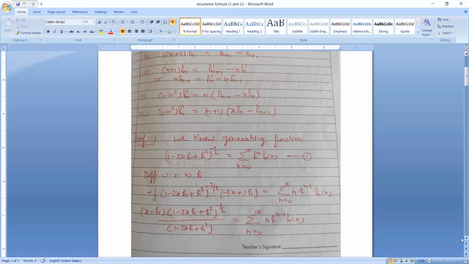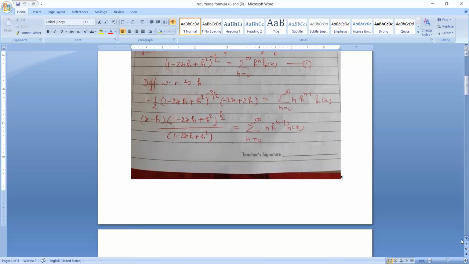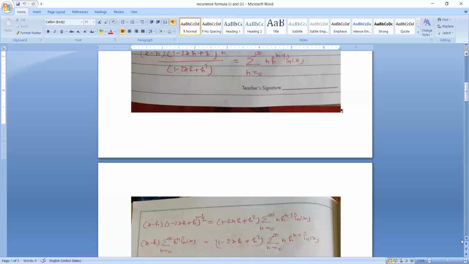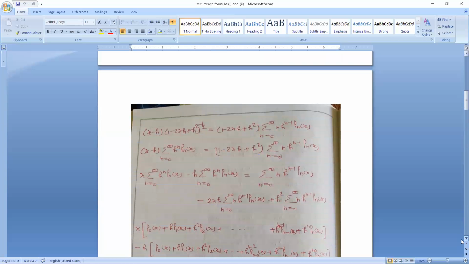Again, this can be written as (x minus h) (1 minus 2xh plus h squared) to the power minus 1 by 2 upon (1 minus 2xh plus h square) is equal to summation n is equal to 0 to infinity n h to the power n minus 1 Pn(x). Again, this can be written as (x minus h) (1 minus 2xh plus h squared) to the power minus 1 by 2 is equal to (1 minus 2xh plus h square) summation n is equal to 0 to infinity n h to the power n minus 1 Pn(x).